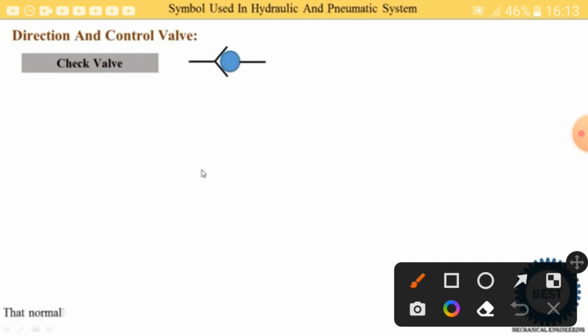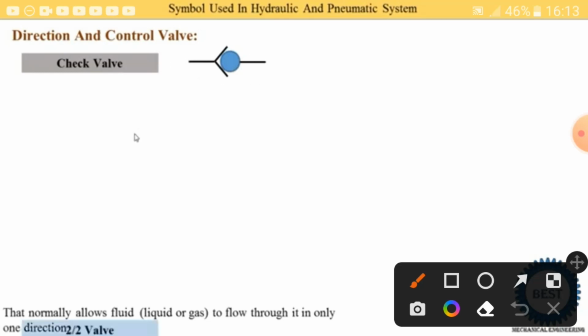Now what is the meaning of check valve? A check valve normally allows fluid, whether a liquid or a gas, to flow through it in one direction. So it is a one-way valve. The liquid or fluid flows only from one side to the other side. Reverse direction is not possible. So this is the symbol of the check valve.